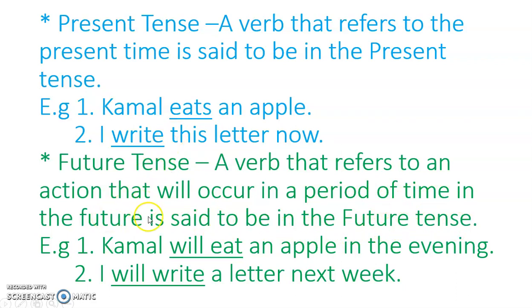I have repeated the same example, only the tense will change here. Kamal will eat an apple in the evening. Maybe now it is morning or afternoon. So, Kamal will eat. He has not eaten the apple. He is not eating the apple. But Kamal will eat an apple in the evening. Next, I will write a letter next week. The letter I have not written. I am not writing now. But I will write the letter next week. Now we move on to the exercise.